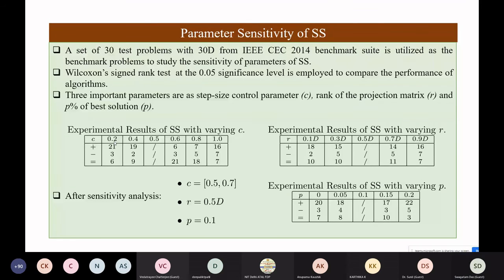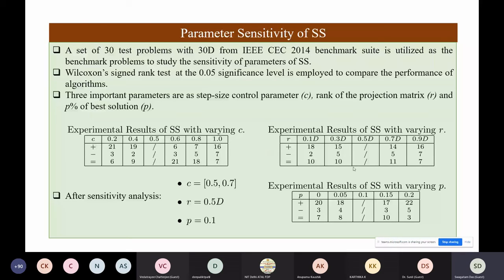These are the results. Based on the results, we see that the step size parameter, at least for this benchmark, could very well be between 0.5 and 0.7. R, which determines the rank of the projection matrix, could be half of the number of dimensions, and P could be 0.1. So these are the 3 parameters.